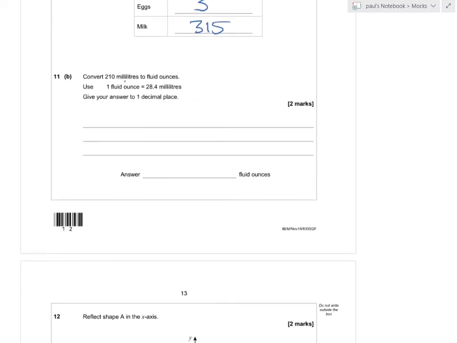Convert 210 millilitres to fluid ounces. My God, fluid ounces. So I'm going to divide 210 by 28.4. So divide by 28.4 is 7.39, 7.3943 and all the rest of it. So it's going to be 7.4 fluid ounces.